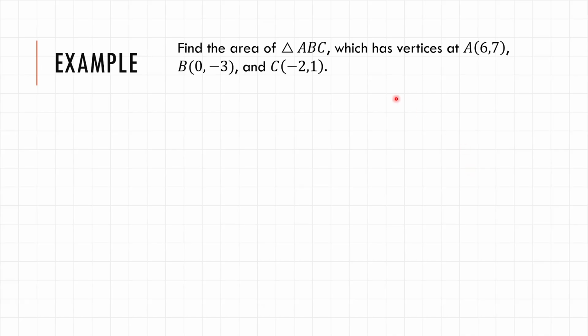Can you find the area of triangle ABC, which has these three vertices? Well, one thing I know about the area of a triangle is it can be found by taking the base times the height and dividing it by 2.